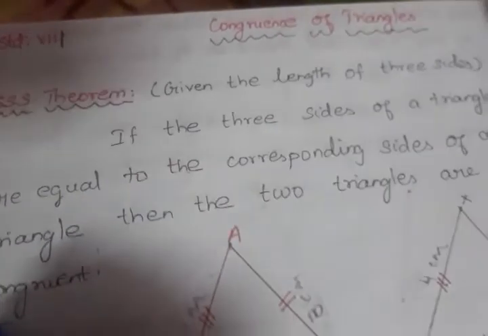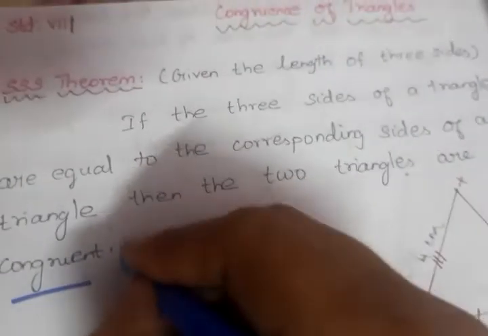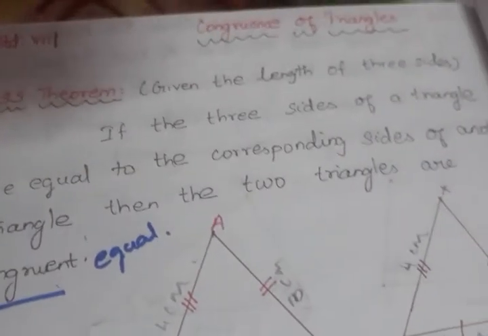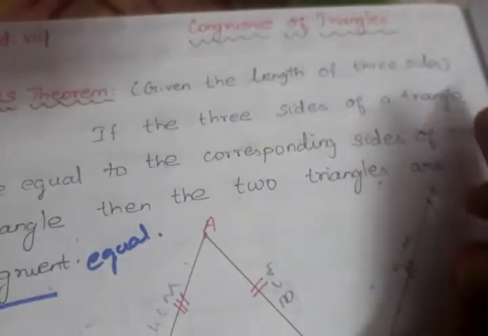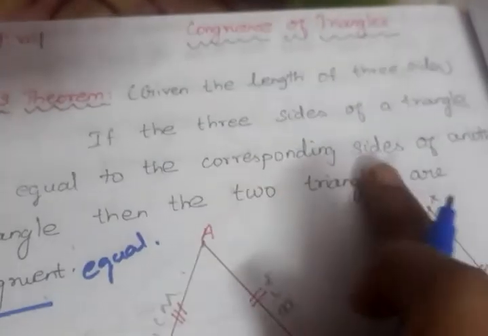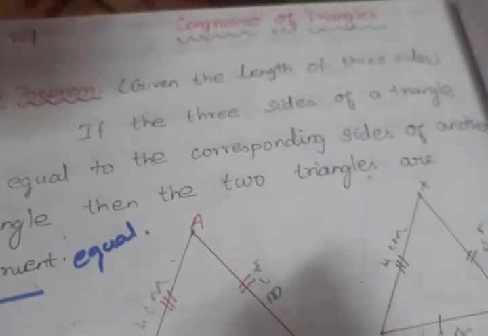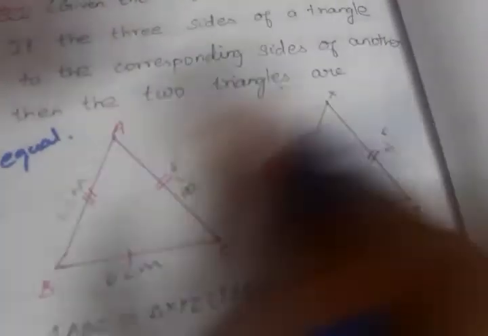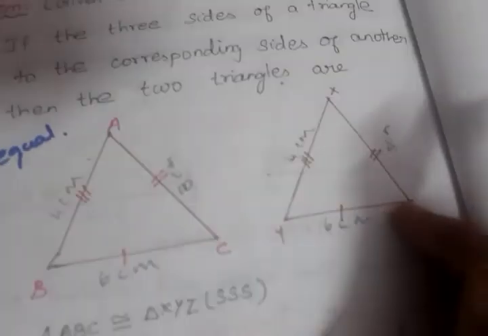So what is congruent? Congruent means equal. If the three sides of a triangle are equal to the corresponding sides of another triangle. Okay. So draw the two triangles. So this side is equal and this side is also equal. Draw two triangles, ABC, then another triangle XYZ.